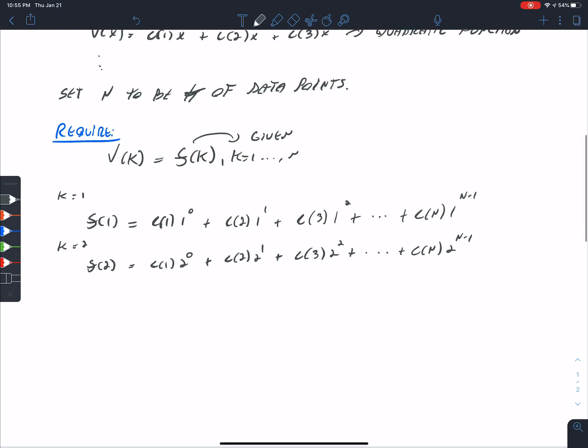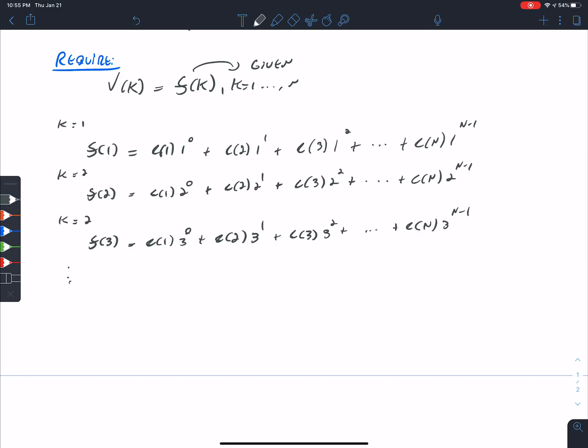Right? And of course we can do, let's do one more just to be thorough. f of 3 equals c1 times 3 to the 0 power, c2 times 3 to the first power, c3 times 3 to the second power, plus all the way to cn times 3 to the n minus 1 power. And of course, we can keep doing this, and I'm not going to do all of them. I'm just going to finish off at k equals n.